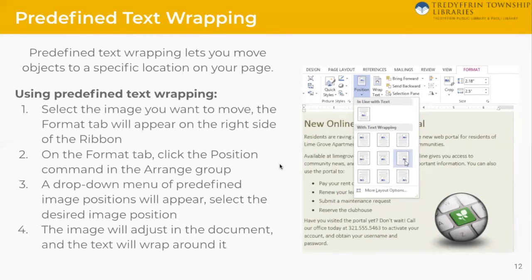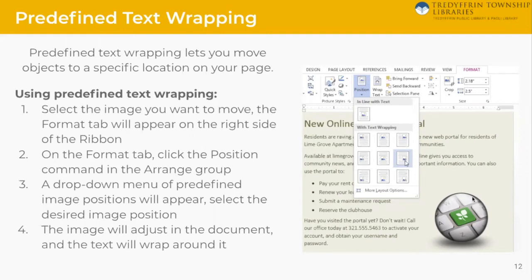So if you want to do it this way, you select the image you want to move. The Format tab will appear on the right side of the ribbon. On the Format tab, click the Position command in the Arrange group. A drop-down menu of predefined image positions will appear, which are these here. And then you select the desired image position. And then the image will adjust on the document itself, and then the text will wrap around it.